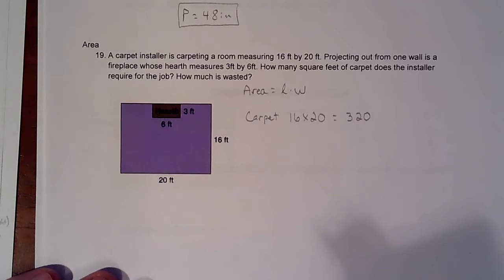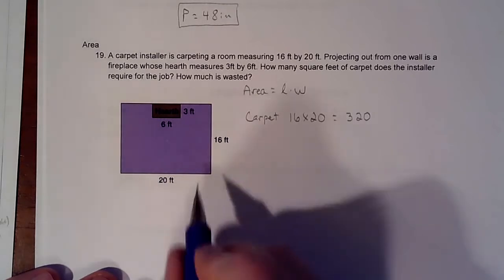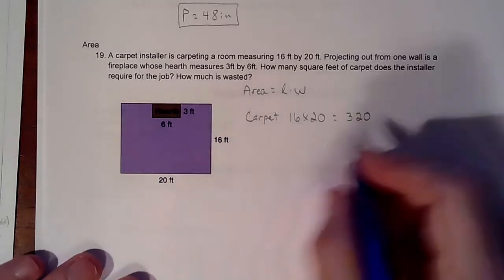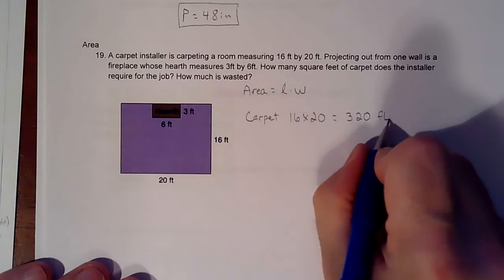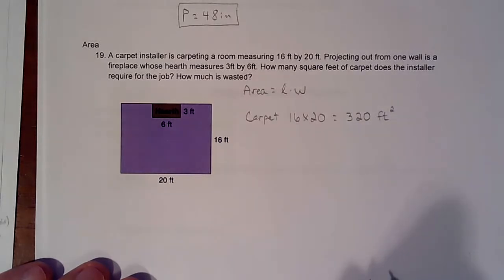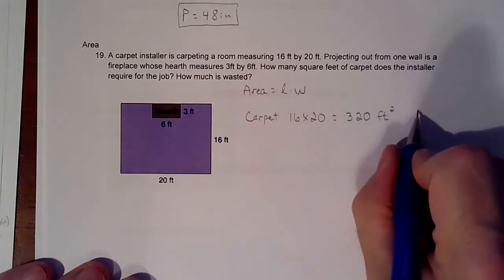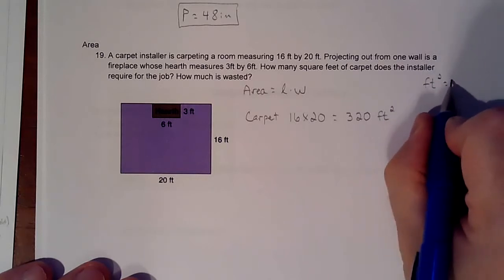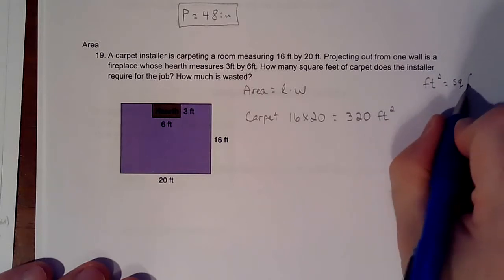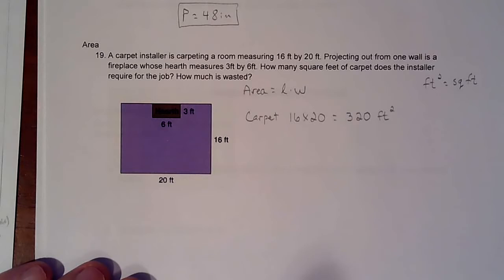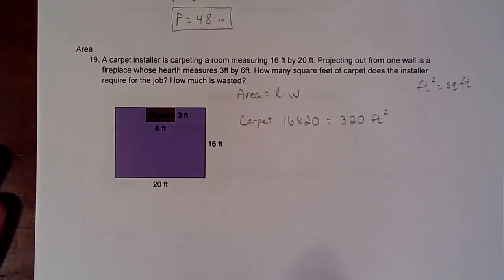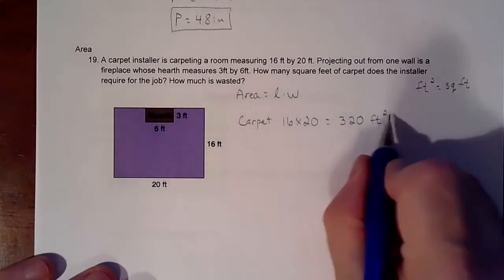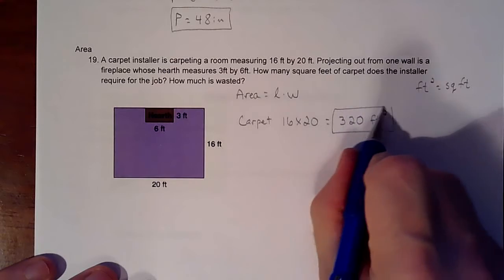Now, how do you label an area? Basically, it's feet times feet. So it's so many square feet. Also, you can write that as feet squared, which is also the same thing as square feet. Basically the same idea. So that is how much carpet you needed to purchase.